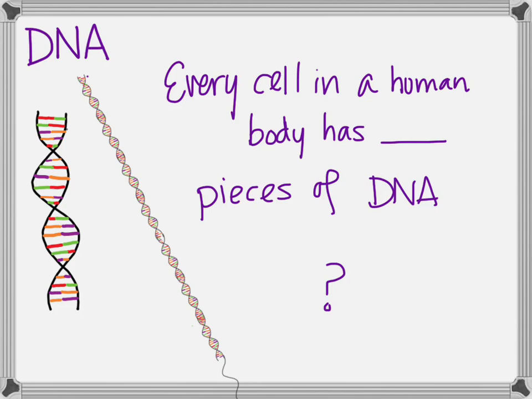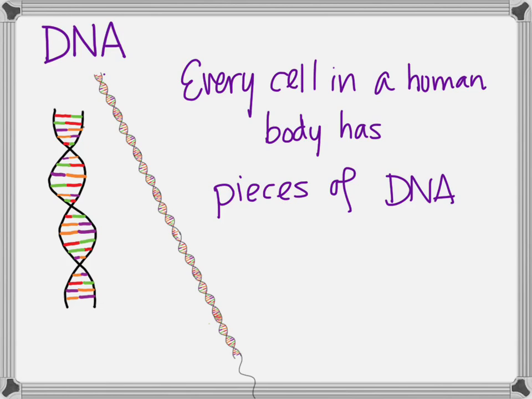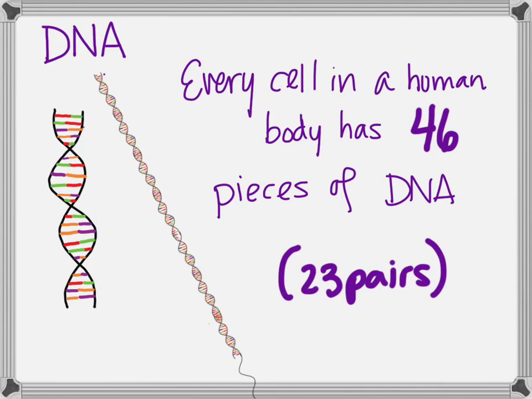So here's a question. Every cell in a human body has how many pieces of DNA? Sometimes people know this, sometimes they don't. What counts as a piece? Well, every cell in the human body has got 46 individual pieces of DNA, and it's actually 23 matching pairs. Think of it like 23 pairs of socks.